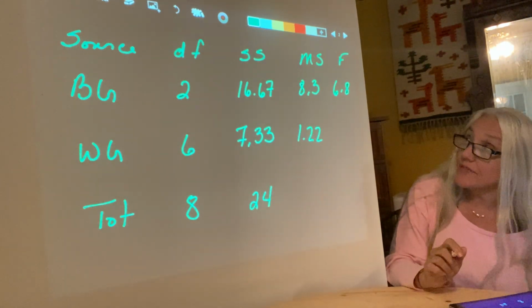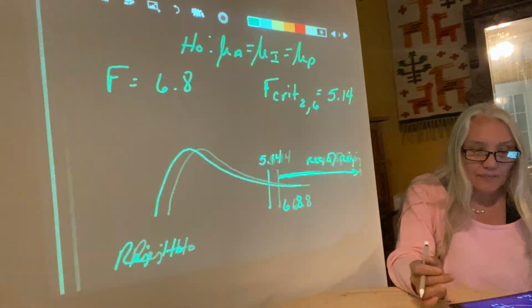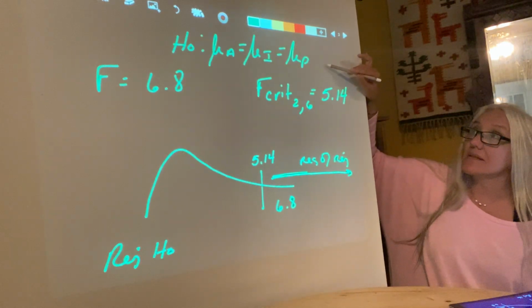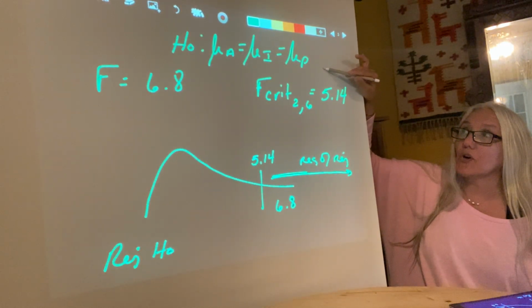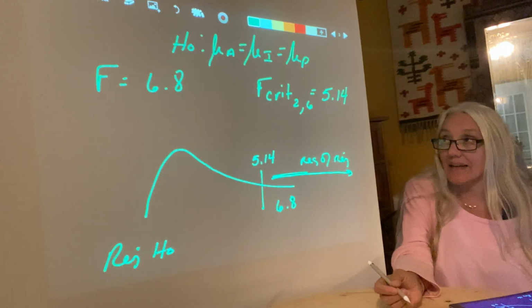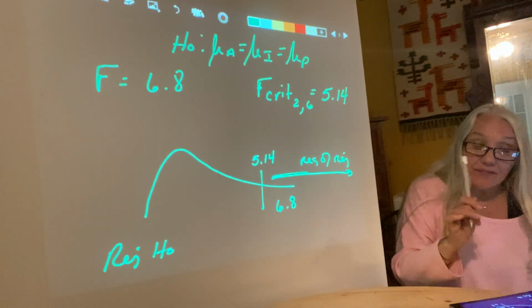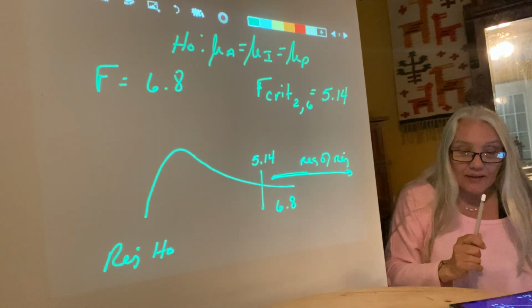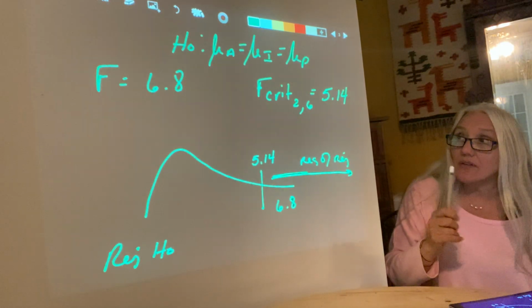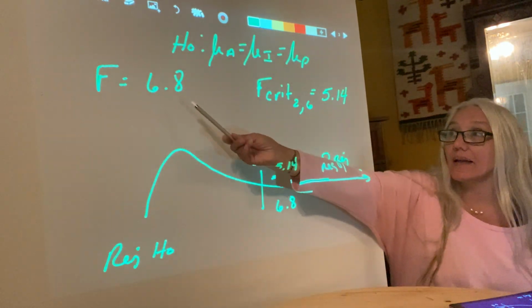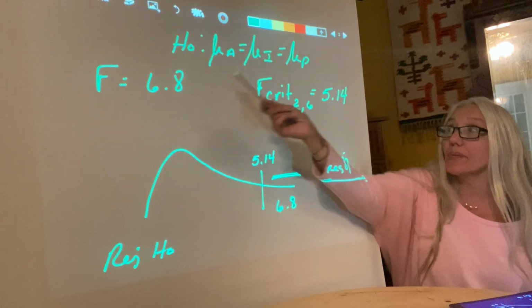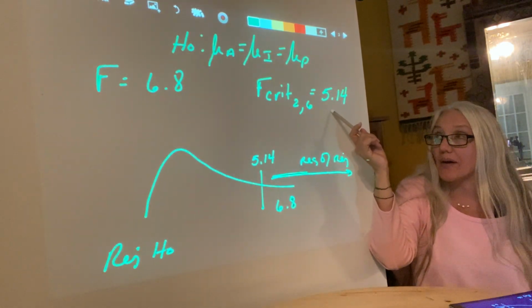Okay, so we got an F of 6.8. The null hypothesis is that all of these means for all of these groups is exactly the same. And if that was true, then we're going to get an F ratio that's kind of equal to 1. And to the extent that it's bigger than 1, we have to test it against a critical value.